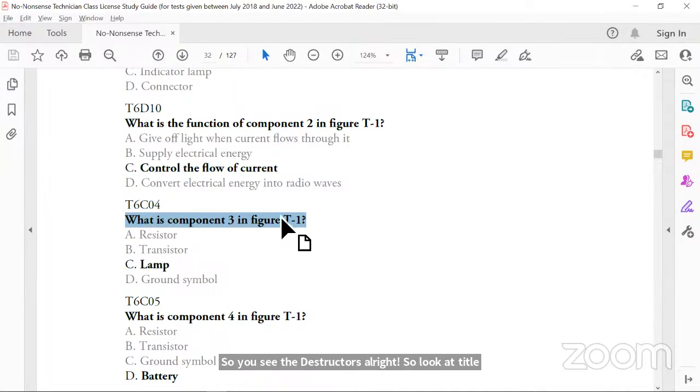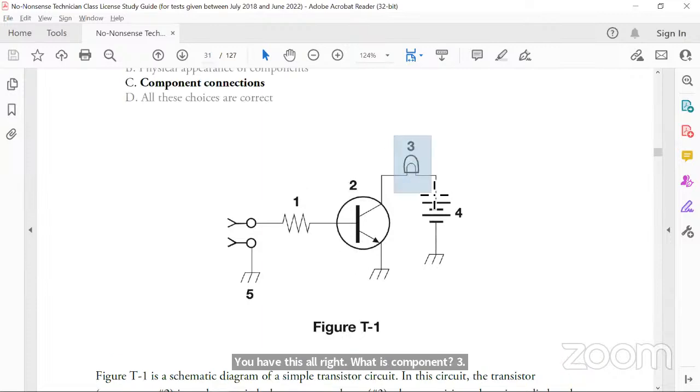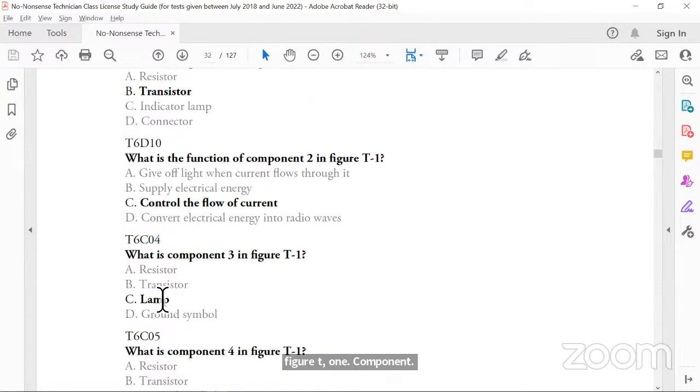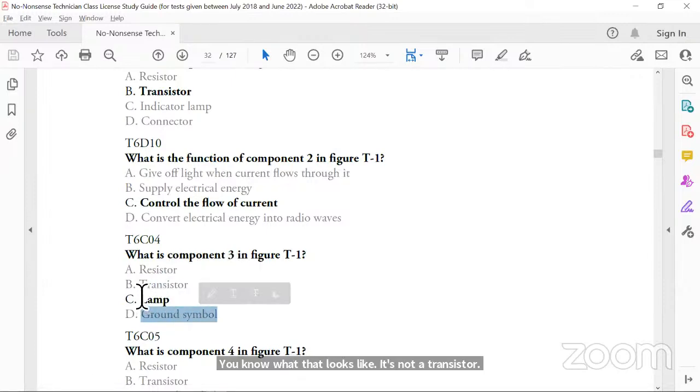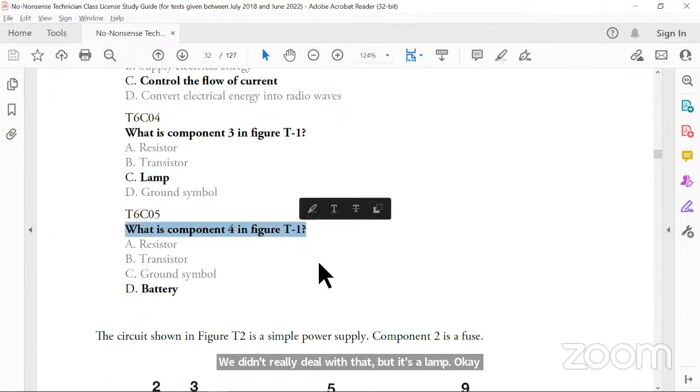All right. What is component 3 in figure T1? Component 3. We said that's a lamp. It's not a resistor. We know what that looks like. It's not a transistor. We know what that looks like. And it's not a ground symbol. We didn't really deal with that, but it's a lamp. Okay. What is component 4 in figure T1?